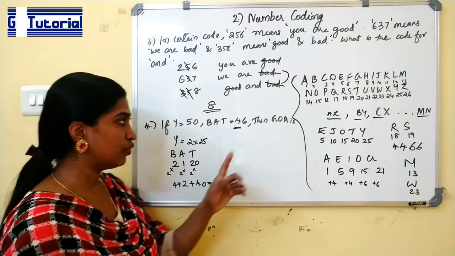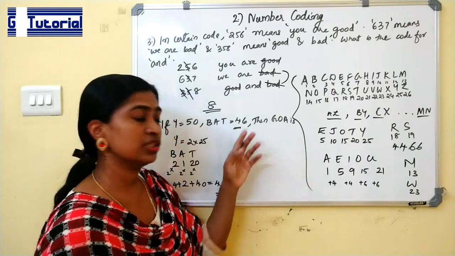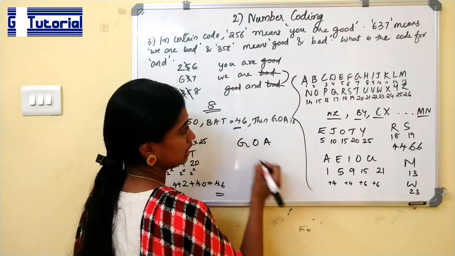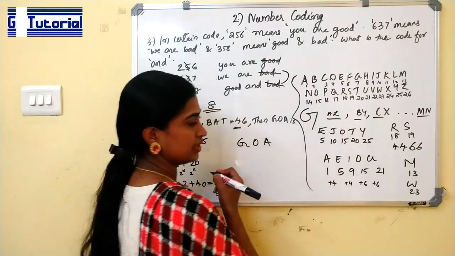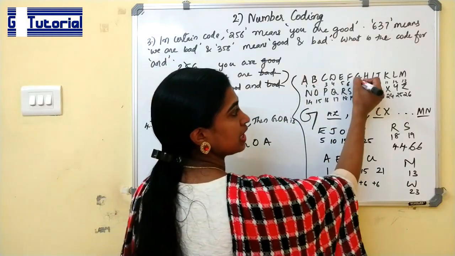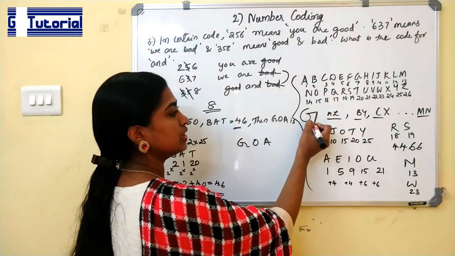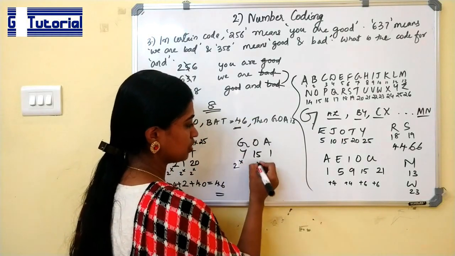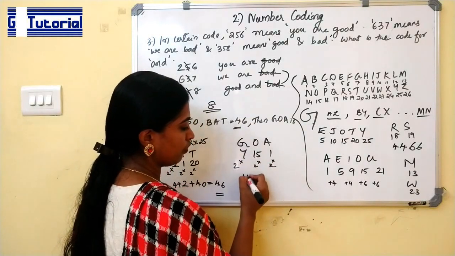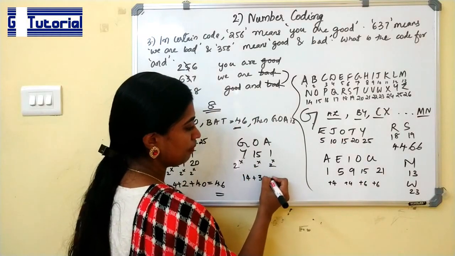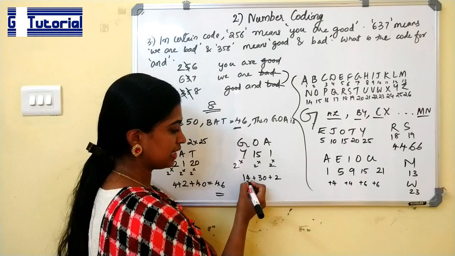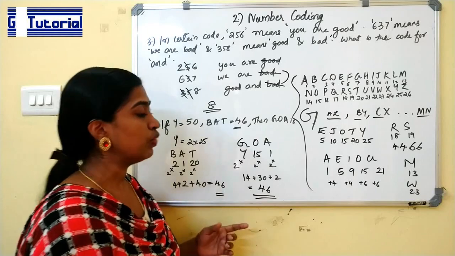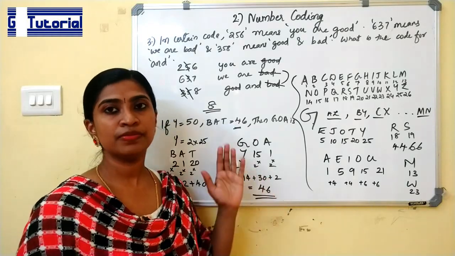So what we have to do is write the code for Goa, and each code has to be multiplied by 2 and then added. So Goa. The code for G is 7, the 7th letter in the English alphabet. Then O is 15. A is 1. Let us take twice of them. So 7 twos are 14, plus 2, 15 twos are 30, plus 2. So 30 plus 10 is 40, plus 6 is 46. The code of Goa is 46. Now we can see the third model problem from this.